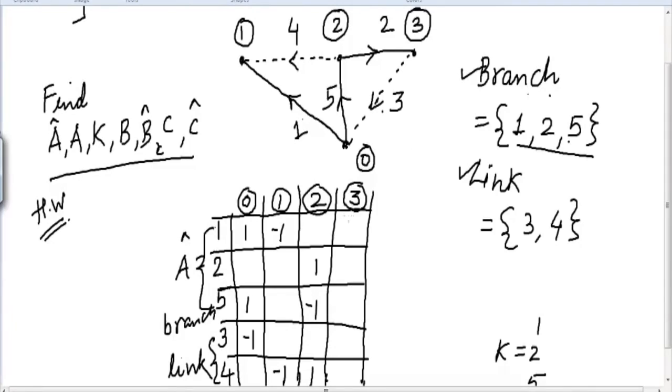And finally, we have to fill the entries of column number 3. For this we go to node number 3. In this node, 3 is outgoing and 2 is incoming. So 3 we make positive, and 2 we make negative.